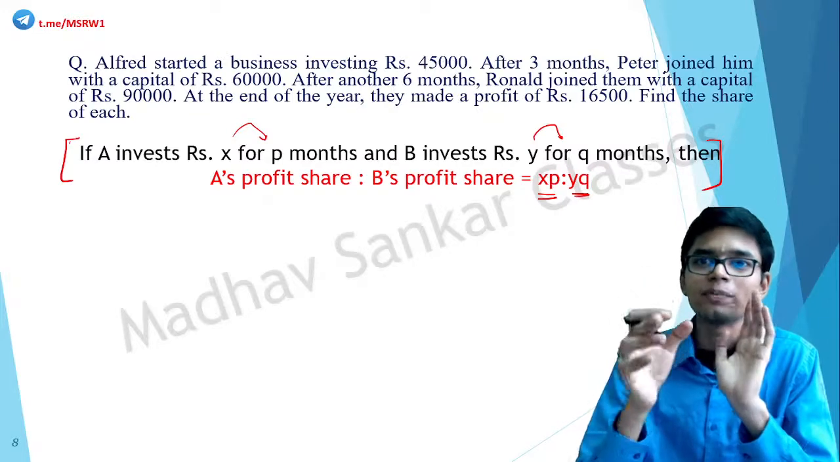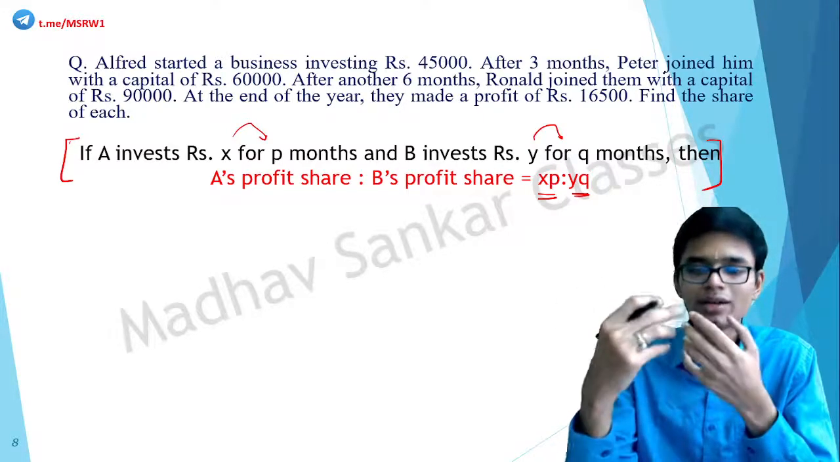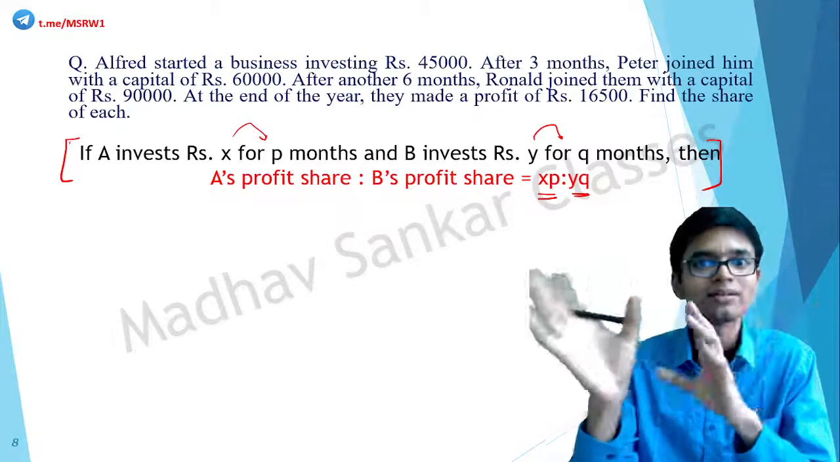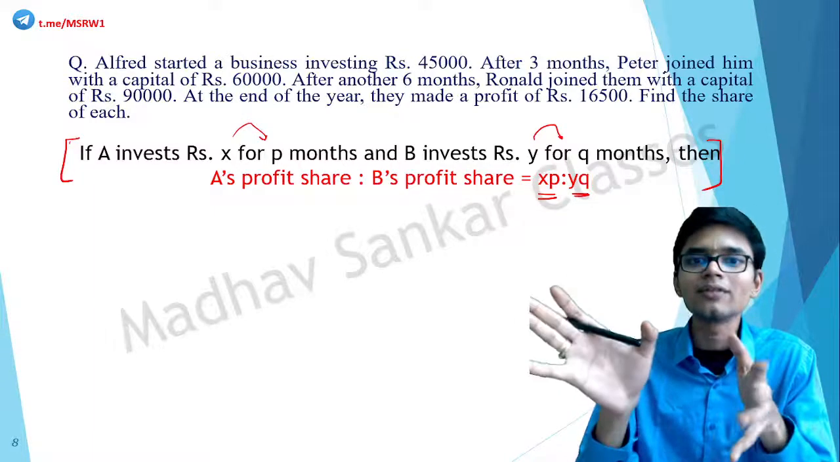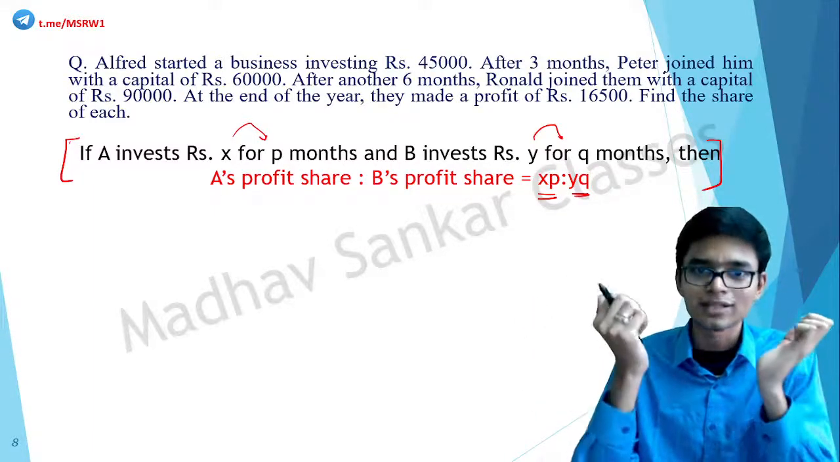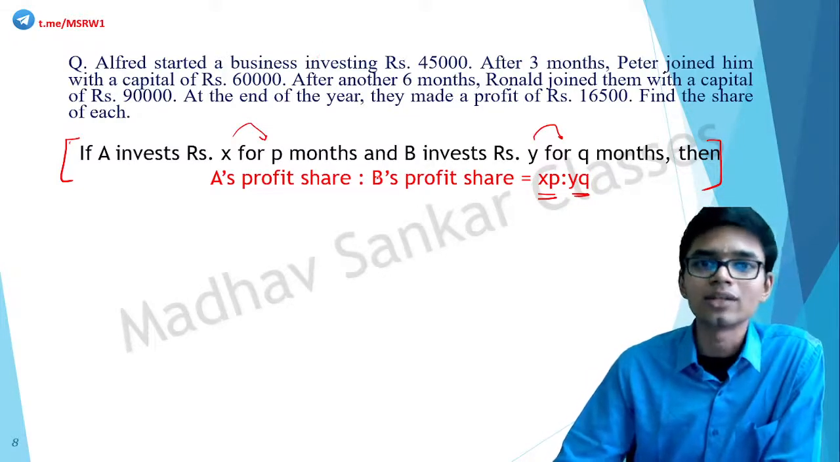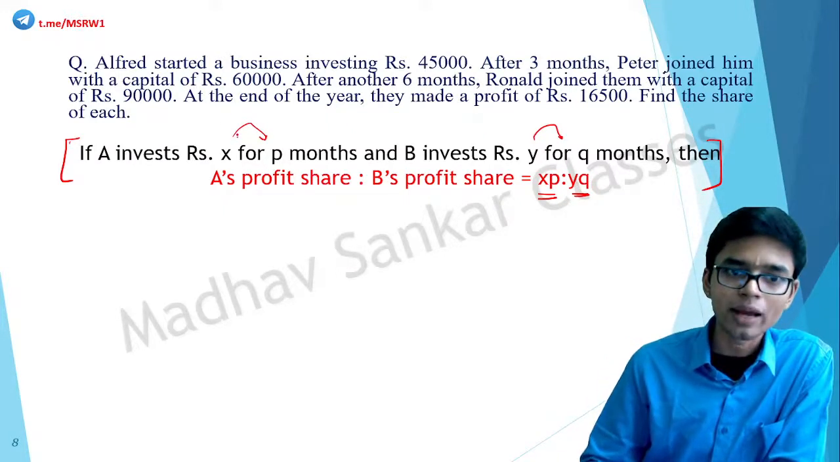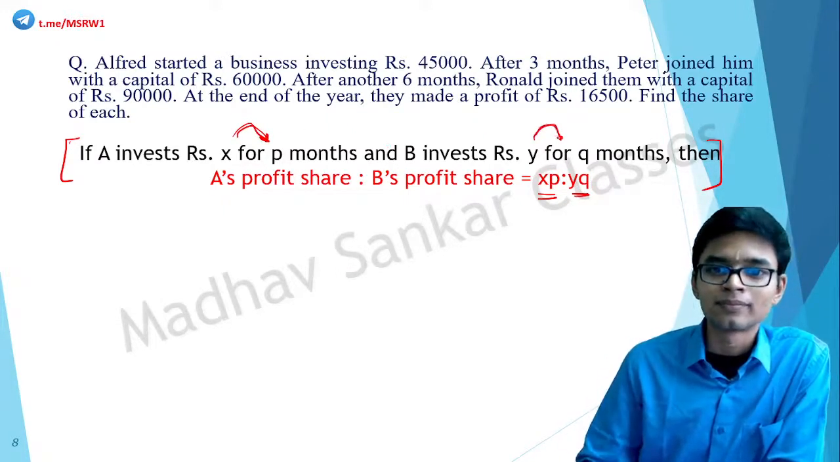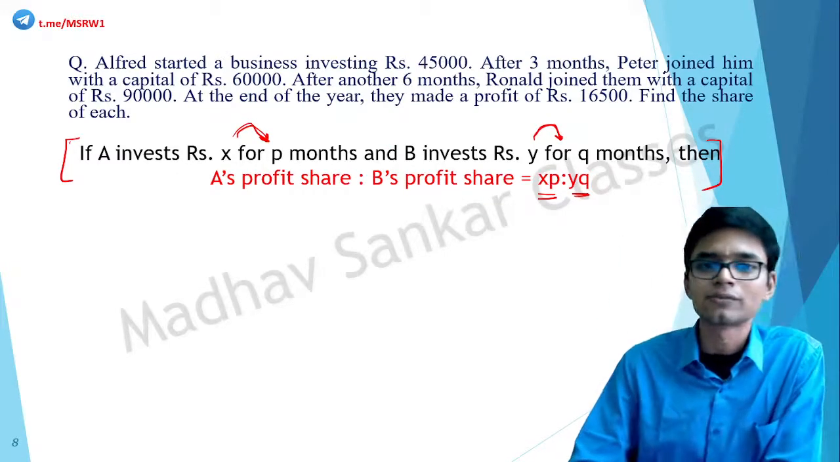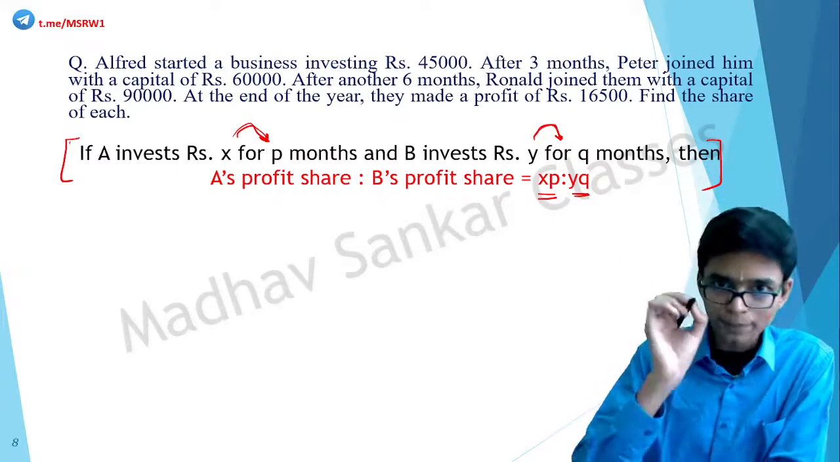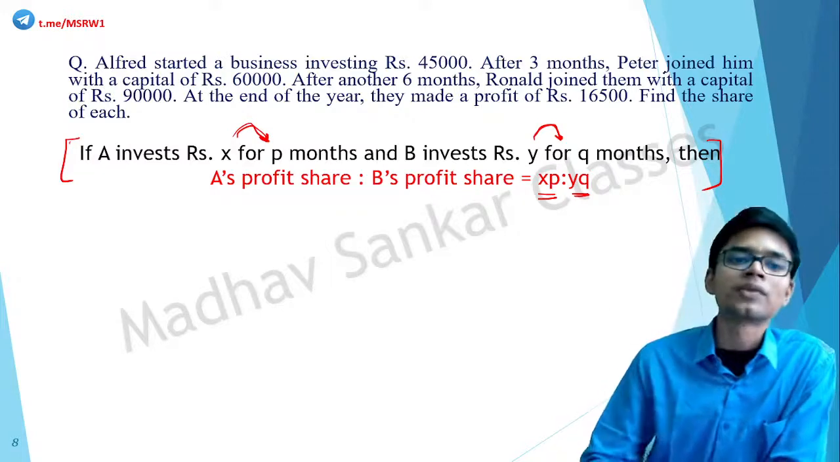Correct? So if one person invests for a comparatively higher amount of time, then you have to factor in that also. Otherwise, ratios will not be correct. So when the time period varies, this is how you solve the question. A's profit is to B's profit is equal to XP is to YQ. Find the product of amount and month and put that as ratios. Got it? Keeping this in mind, let's do this question.